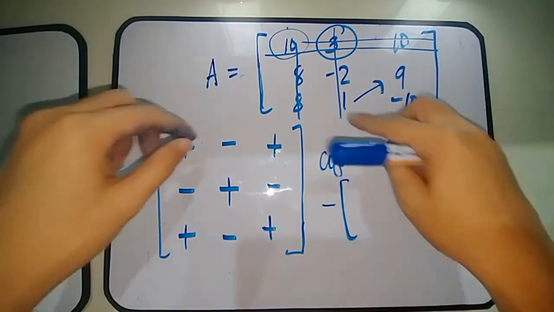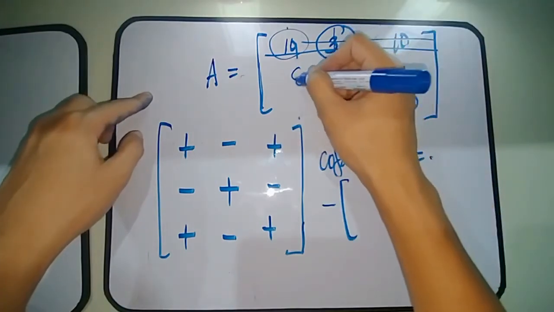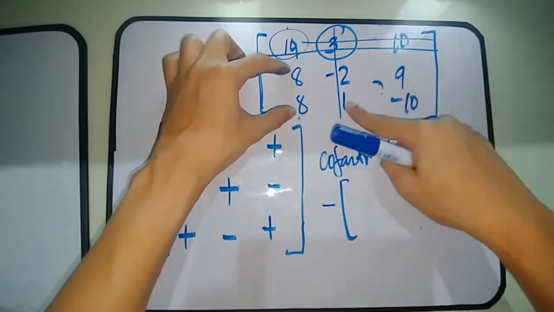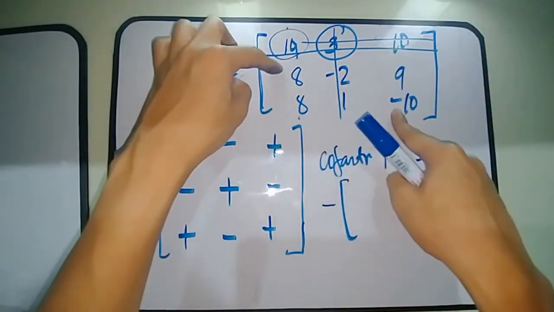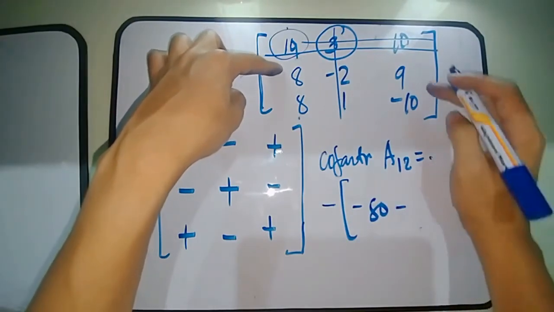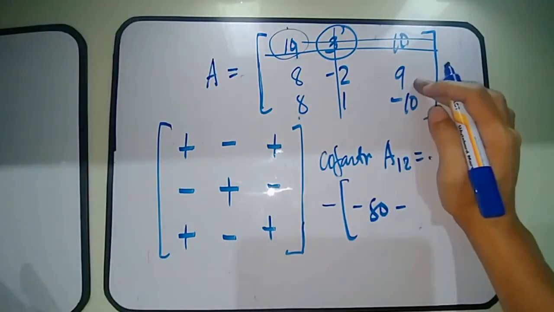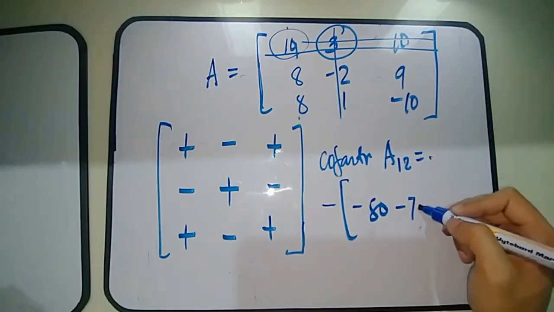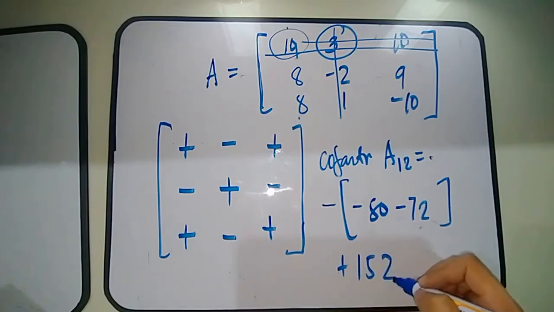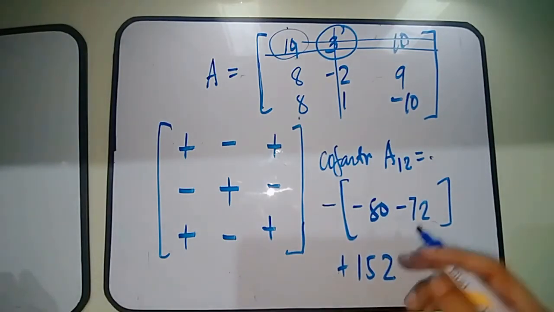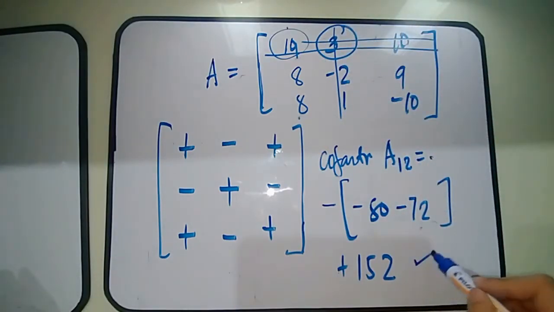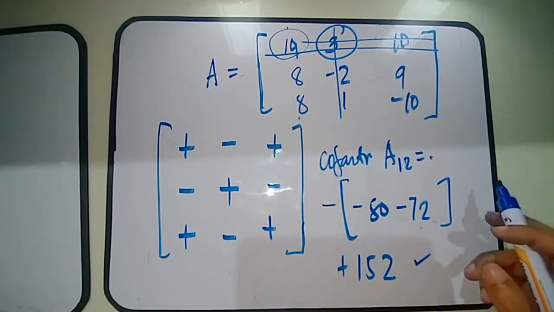So, kuhin natin yung matrix niya. So, this is 8, 8. Ito yung na-cross out natin. So, dito tayo magbase ng ating determinant. So, you have here 8 times negative 10. So, this is negative 80. So, you have here minus 8 times 9. So, that is 72. So, you have here positive 152. So, the cofactor of the first row, second column, you have here 3, is 152. So that's how you find the cofactor.